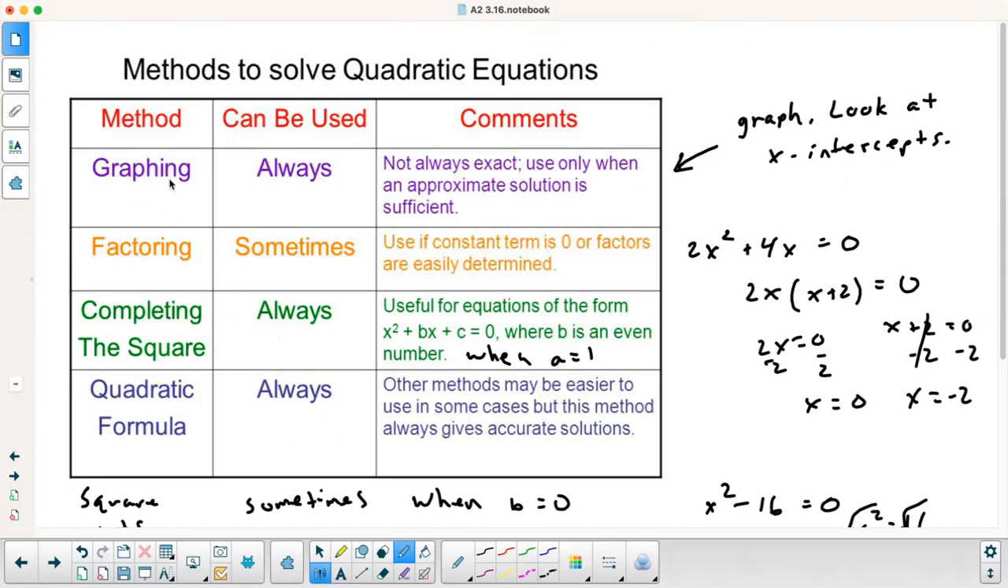I didn't do any graphing. I think everybody can probably type them in on their graphing calculator or Desmos, find the x-intercepts. I did factoring, I did square roots. I'm going to do the last two here. Do one with the quadratic formula and one with completing the square.